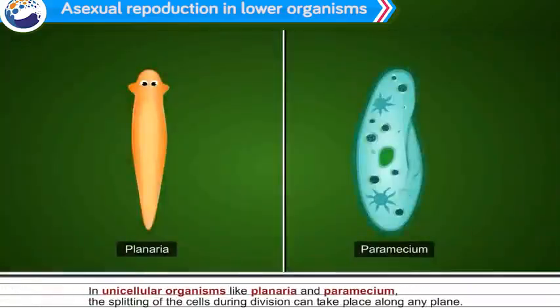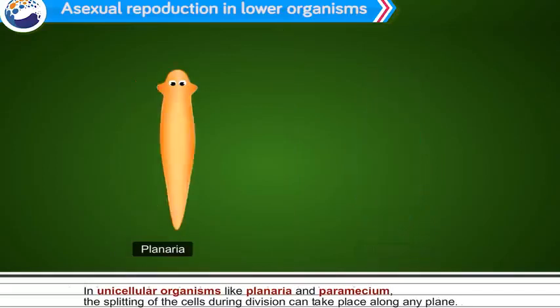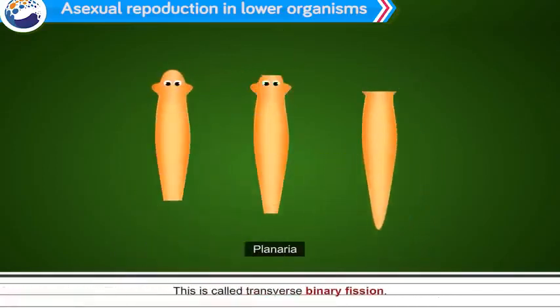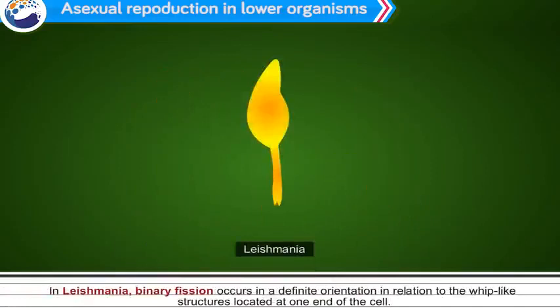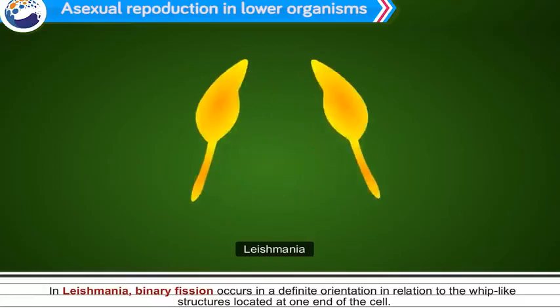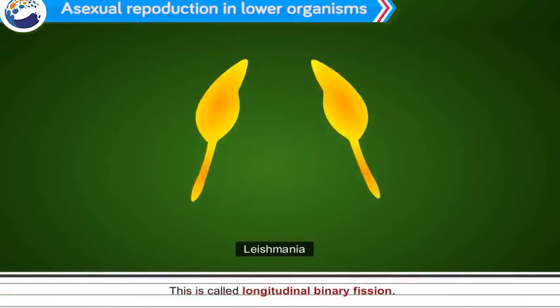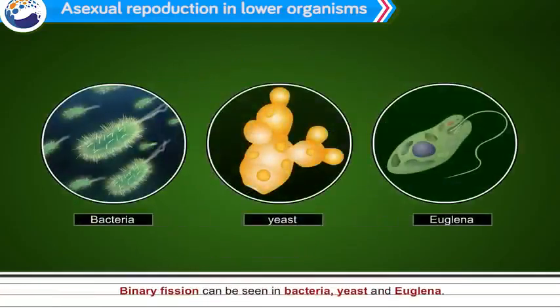In unicellular organisms like planaria and paramecium, the splitting of the cells during division can take place along any plane. This is called transverse binary fission. In leishmania, binary fission occurs in definite orientation in relation to the whip-like structures located at one end of the cell. This is called longitudinal binary fission. In plants, binary fission can be seen in bacteria, yeast, and euglena.